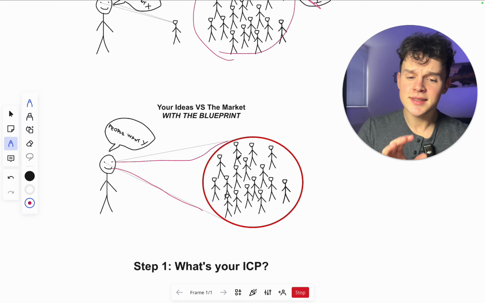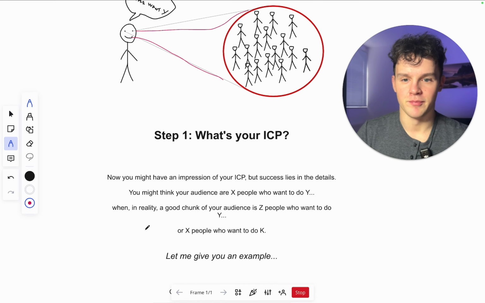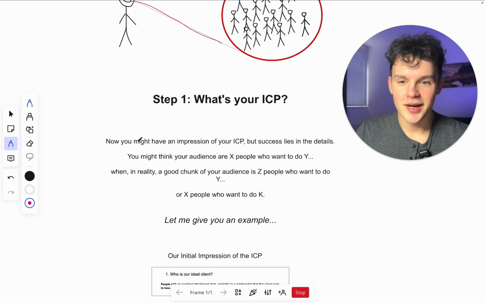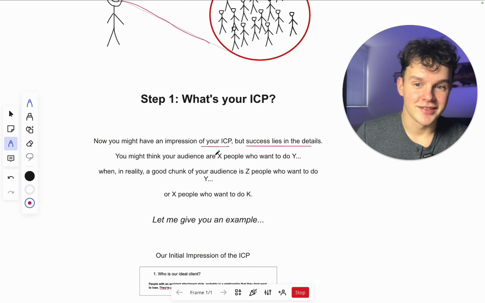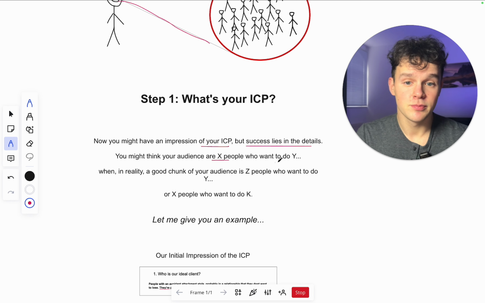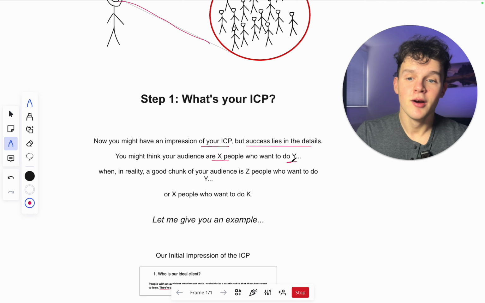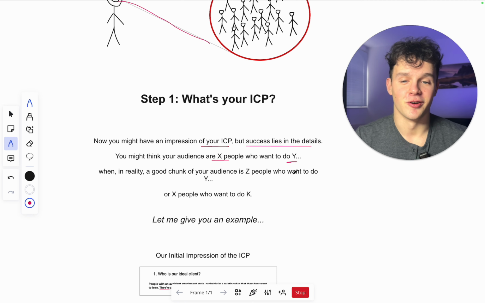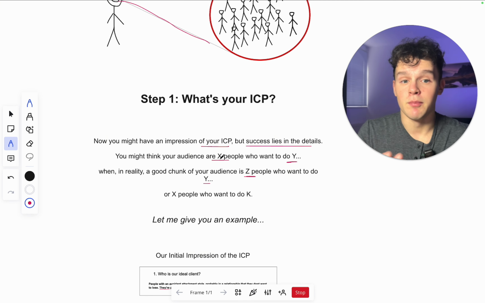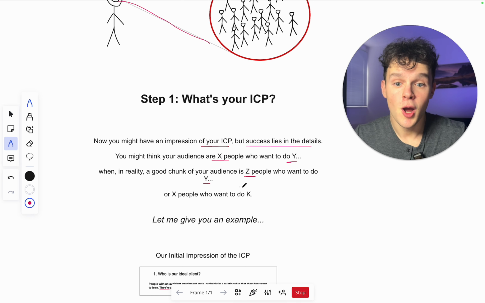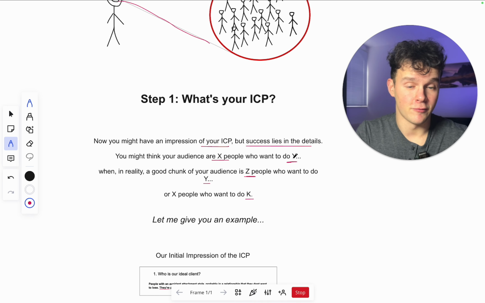So let's start out with step number 1. What's your ICP? Now, you might have an impression of your ICP, but success lies in the details. You might think that your audience are X people who want to do Y, when in reality a good chunk of your audience is just Z people who want to do Y, or it's X people, so you guessed the type of people correctly who you're talking to, but they want to do K instead of Y.